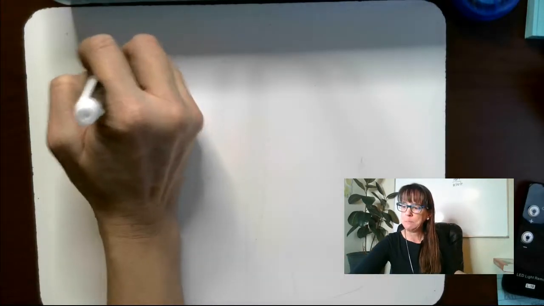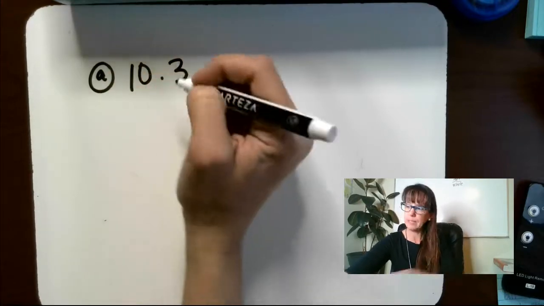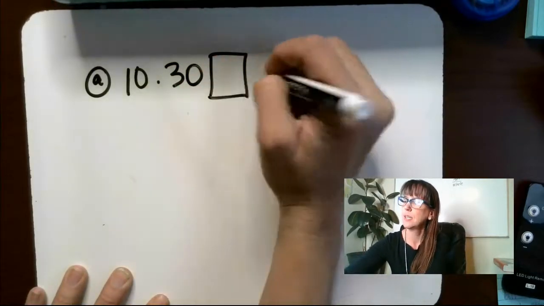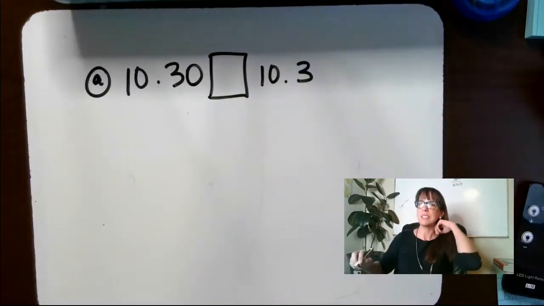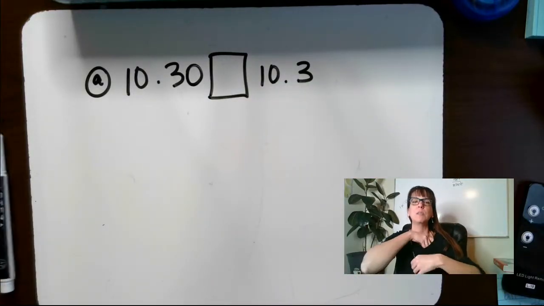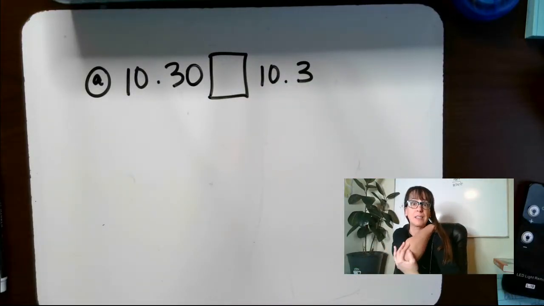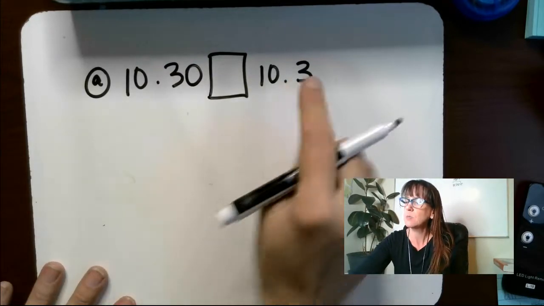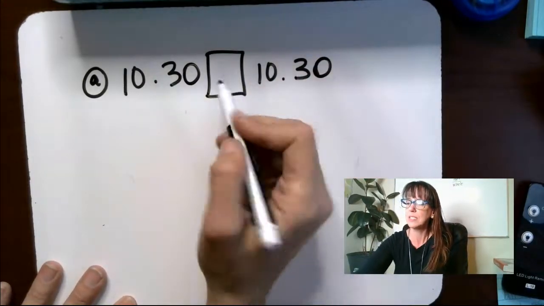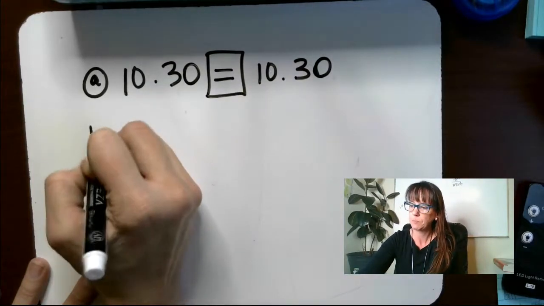Okay, for A, compare 10.30 to 10.3. Again, we need the same number of digits behind the decimal before we can go comparing these things. This has 2 digits behind the decimal. This has 1, so we're going to throw another zero there. We see that those things are equal.